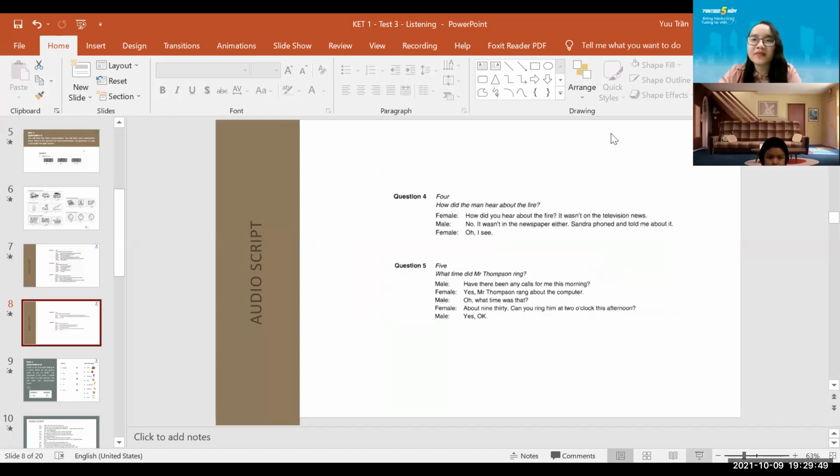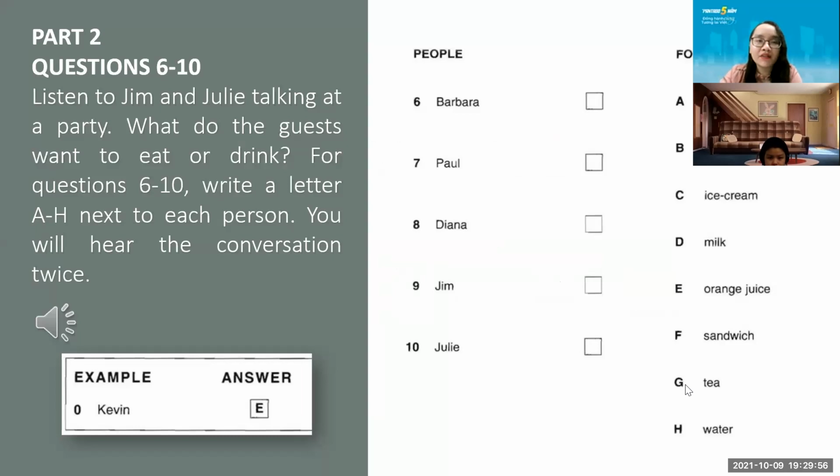Okay, so now we come to this part where you have to match the left column with the right column, right? You will hear a conversation between Jim and Julie talking at a party, right? What do the guests want to eat or drink? Rồi, đây là cuộc hội thoại diễn ra ở một bữa tiệc giữa Julie và Jim. Đó, và hai người bọn họ sẽ nói về những cái thức ăn và đồ uống mà mỗi người khách yêu cầu đều muốn, được chưa? Rồi bọn con nghe xem tên của mỗi người này, mỗi người khách này sẽ muốn đồ ăn hay thức uống gì. Được chưa? Right.